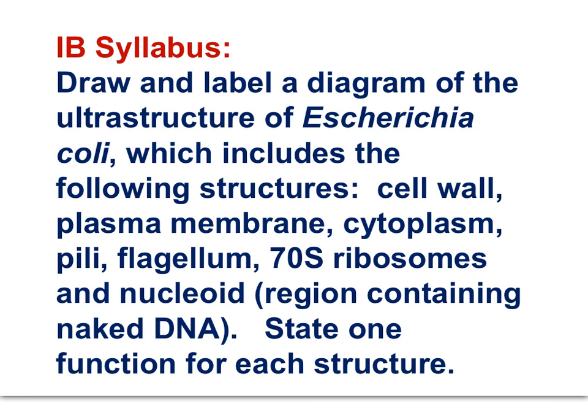The important IB syllabus statement for this movie is right here. Draw and label a diagram of the ultrastructure of Escherichia coli, which includes the following structures: cell wall, plasma membrane, cytoplasm, pili, flagellum, 70S ribosomes, and the nucleoid, which is the region containing the naked DNA. State one function for each structure.